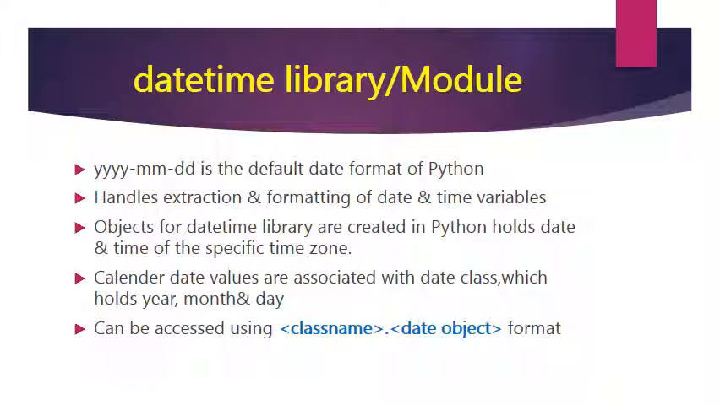Objects of the datetime library are created in Python and hold the current date and time of your specific time zone. Calendar values are associated with the date class. It will hold year, month and day. It can be accessed using a particular format: class name followed by the dot operator. Then you should specify the date objects like year, month and day.